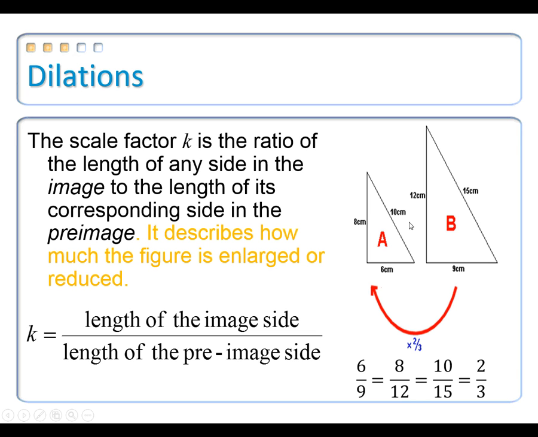So I could divide the two smaller sides again, the two medium sides, or the two longer sides. And again, image over pre-image. If you reduce all three of these fractions down, guess what? You get 2/3, which is my scale factor. And again, it tells me that triangle A is 2/3 the size of triangle B. So that is what we'll be using to calculate your scale factor.